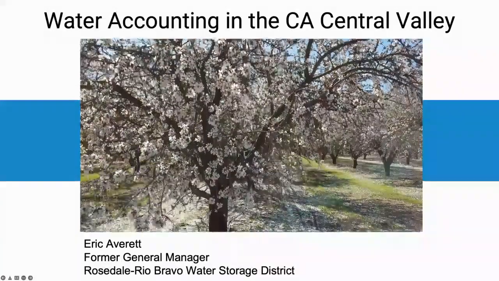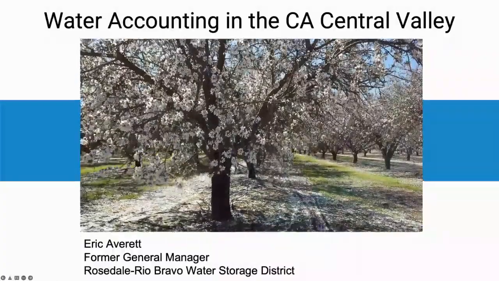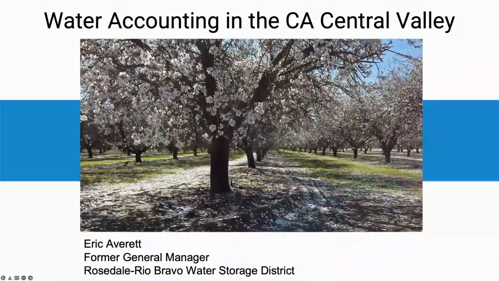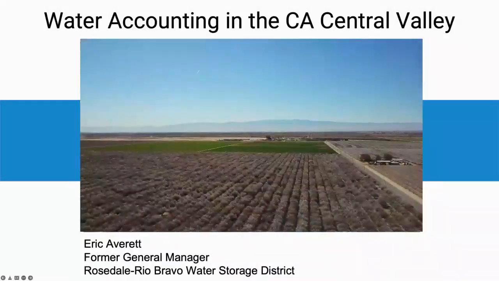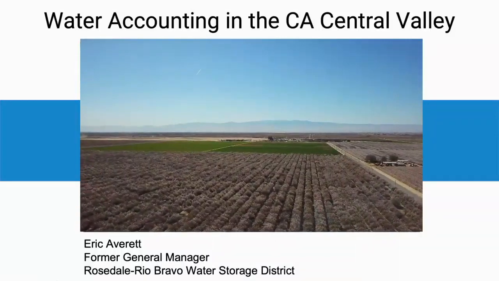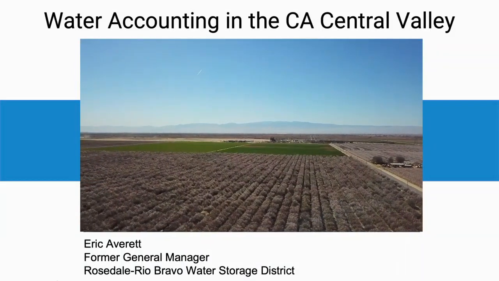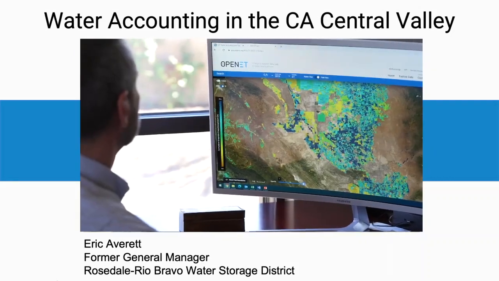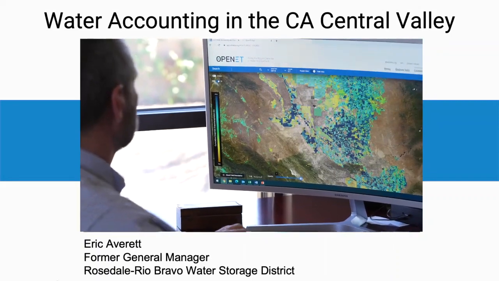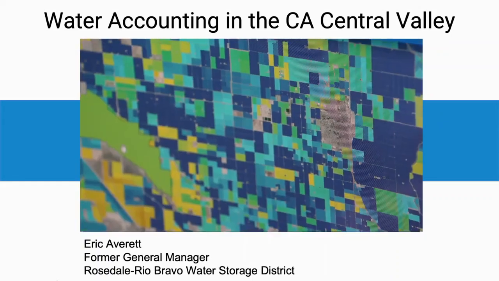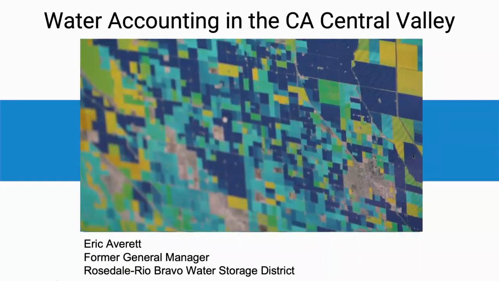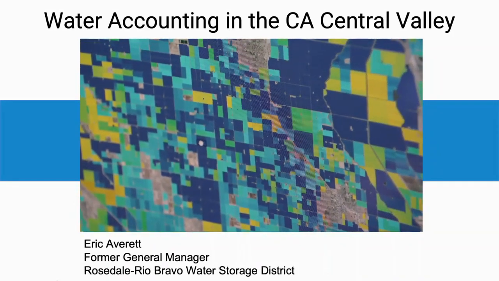Rosedale is located in Kern County. It's one of a number of water districts that provides both agricultural as well as urban water supplies. Kern County is considered ground zero in the context of the Sustainable Groundwater Management Act. We have a significant amount of overdraft which challenges the water supply reliability for the region. The OpenET data set that we will be using is the basis of our water budget for Rosedale, which will be reported to the state to show compliance with the Sustainable Groundwater Management Act.